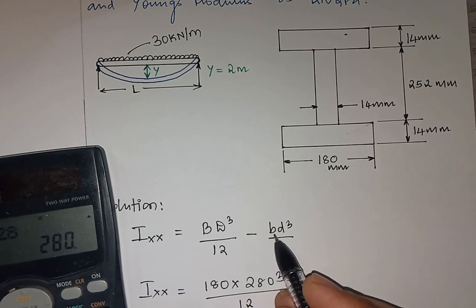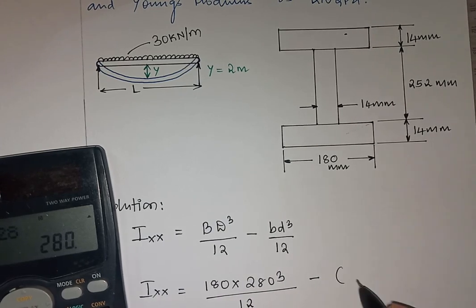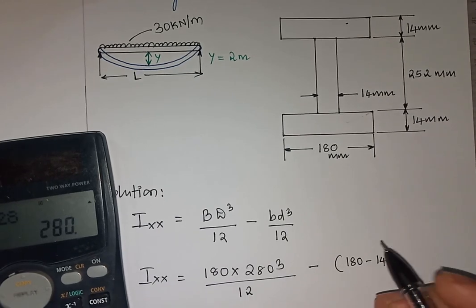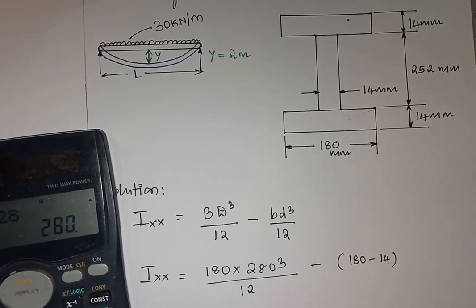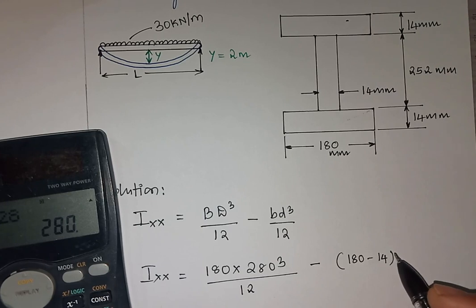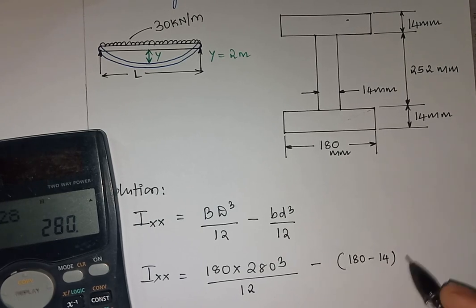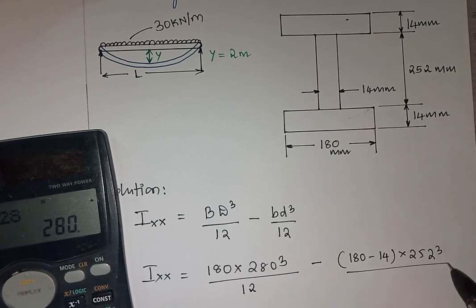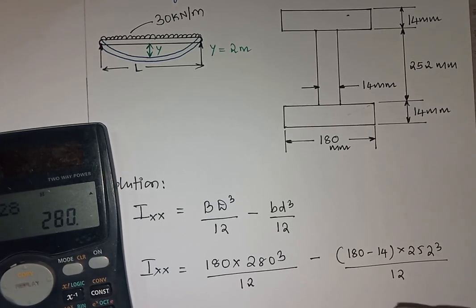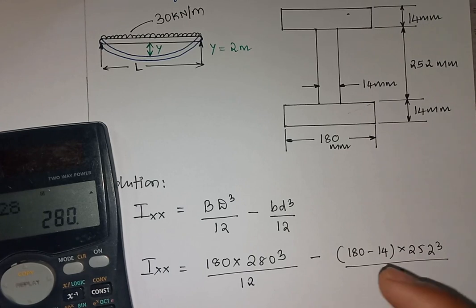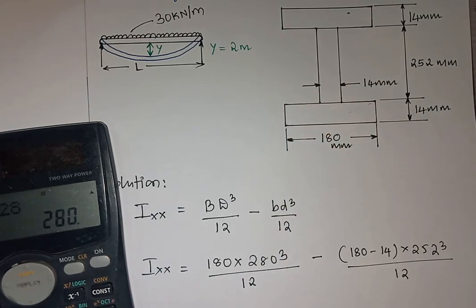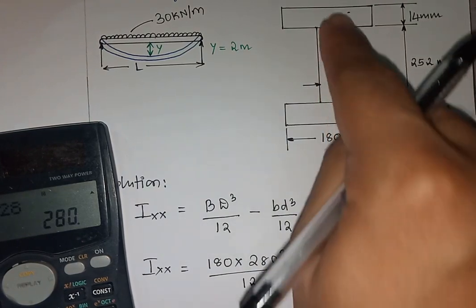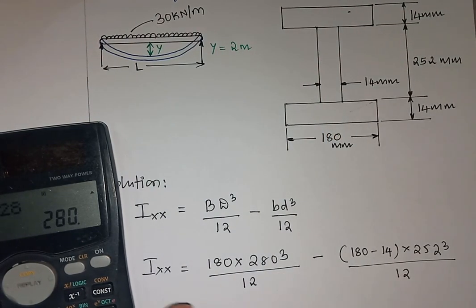So here in this case B will be equal to 180 minus 14, which is 166, and d cube is equal to 252 cube, divided by 12. Right, so the maximum rectangle minus the empty space. The outer rectangle minus the empty space gives me the moment of inertia of the I section.